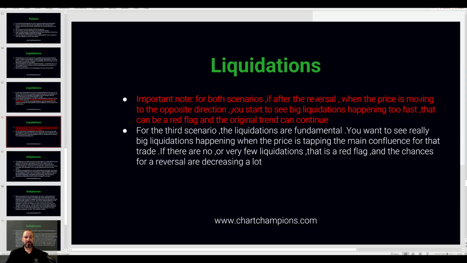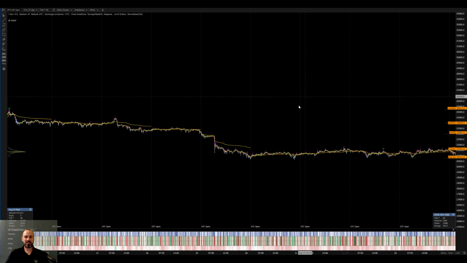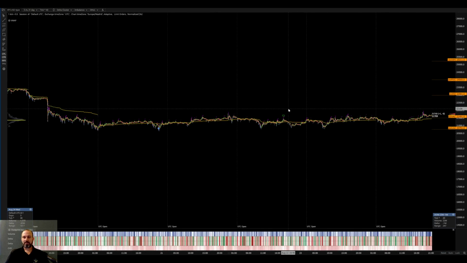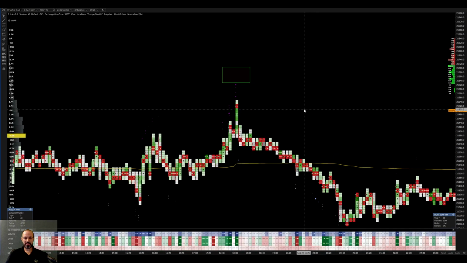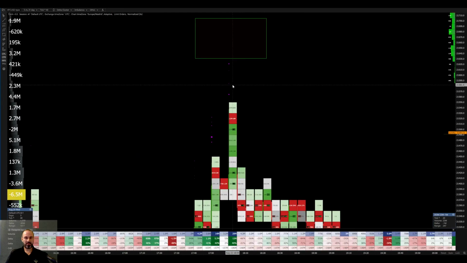So again, for the third scenario, you want to see big liquidations when the price is touching that confluence. It could be a small front run, a perfect touch, or a small swing failure pattern, but you want to see liquidation. Without the liquidation, this reversal, I must say, doesn't have too many chances. And now let's look at the example for this reversal pattern. You can see here big liquidations, right? When you see this, the chances are increasing.